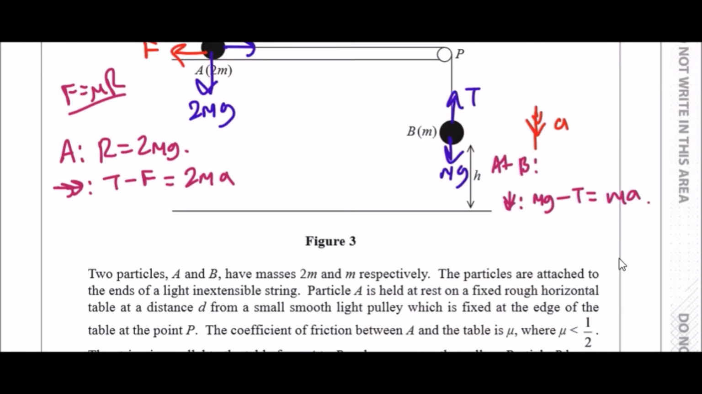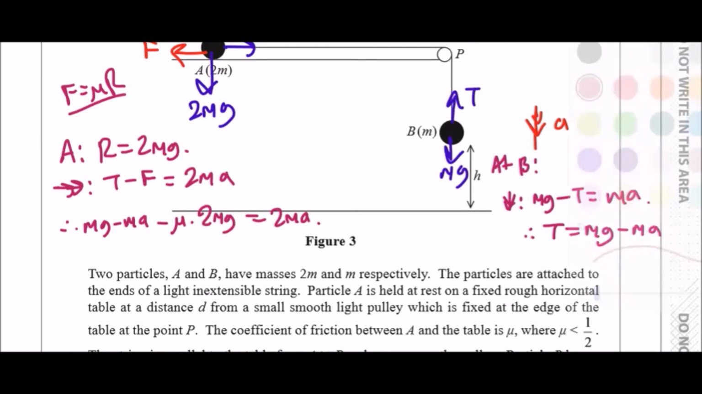Straight away, my personal advice is to eliminate tension and make acceleration the subject. So for the second equation, if I make T the subject, by adding T and subtracting ma, we should have T equals mg minus ma, okay? And now we can substitute this back into the first equation. So T is replaced by mg minus ma, F is replaced by mu R, so it'll be mu times 2mg, and this must all equal 2ma. The dot here just means multiplying, yeah? And what can we do from here?